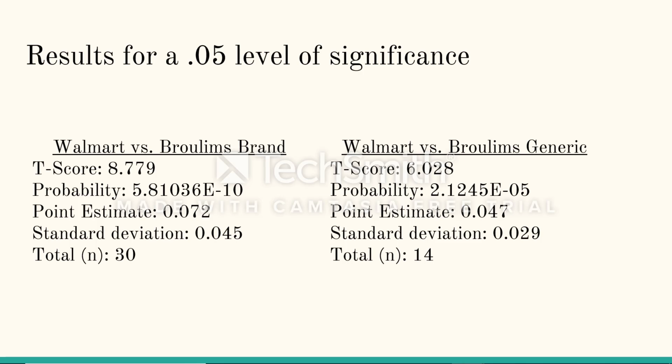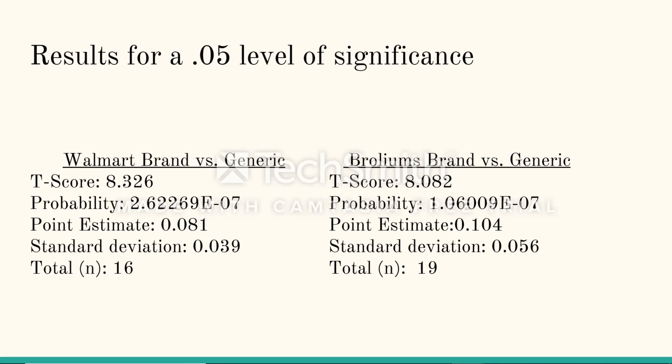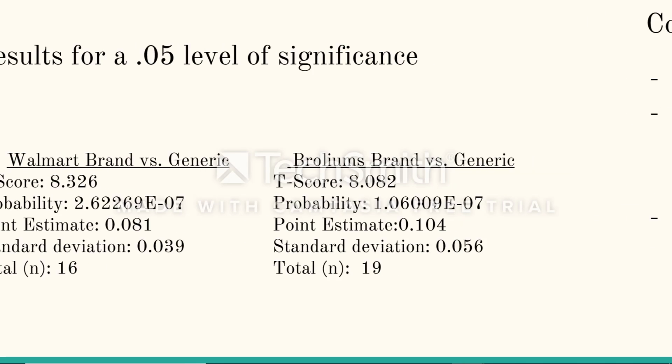These two probabilities are significantly lower than the level of significance. Continuing, Walmart brand versus generic, the probability was 2.62269 times 10 to the negative 7th. And then within Brolums, brand versus generic, the p-value was 1.06009 times 10 to the negative 7. Again, the p-values were significantly lower than the level of significance, 0.05.